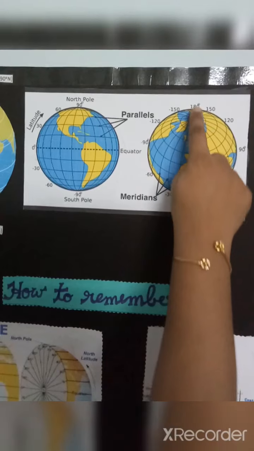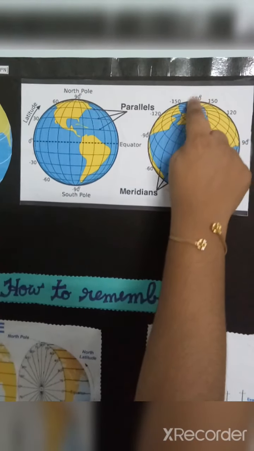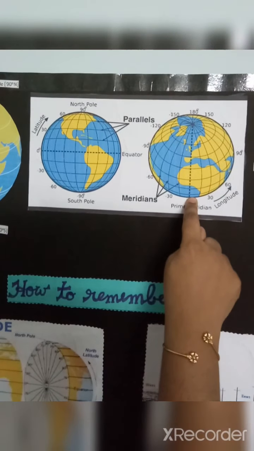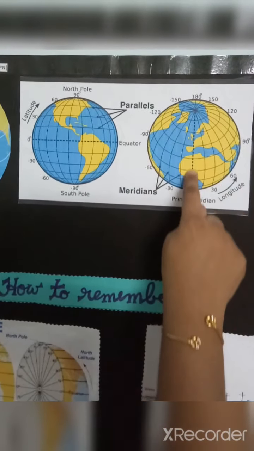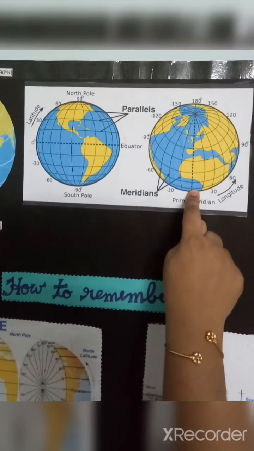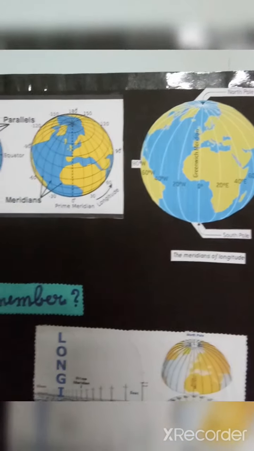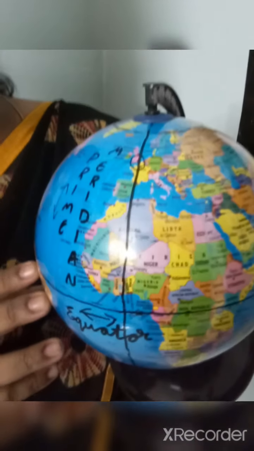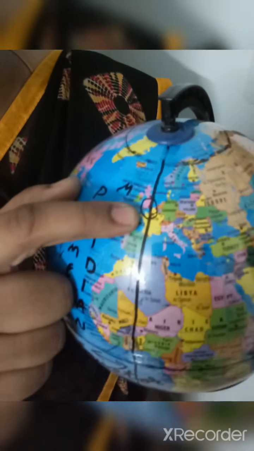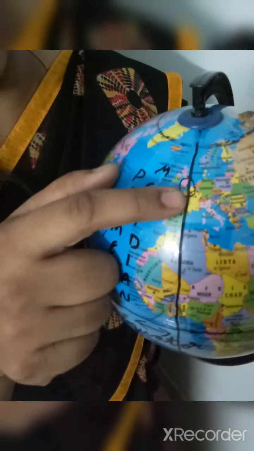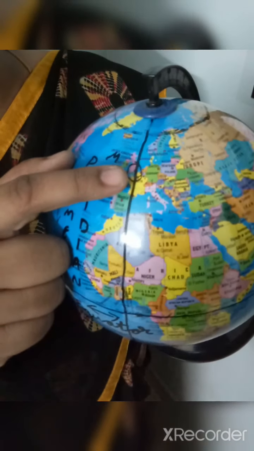And the semicircles from this side and that side, at 180 degrees, cut each other and form a line called the international date line. At 180 degrees the semicircle is called the international date line. Now I will show you the Greenwich meridian, 0 degrees, on the globe. See here carefully, you will observe London. London is marked as 0 degrees.